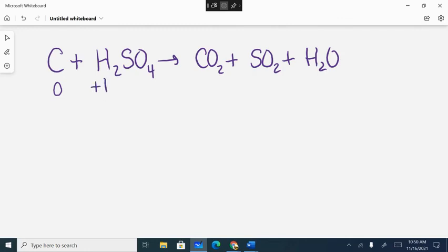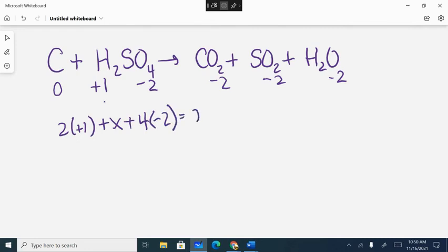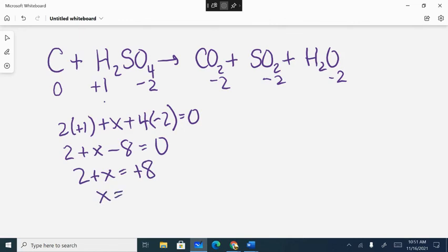Plus 1. Oxygen is going to be minus 2, minus 2, minus 2, minus 2. Not by himself, he's in a compound in each one of these cases, so we know his charge is going to be minus 2. Now let's figure out what sulfur is. So I've got two hydrogens that are plus 1. I've got one sulfur, I'll call X. I've got four oxygens that are minus 2. It is a compound, so I'm going to set it equal to 0. So X is equal to plus 6. The charge on sulfur is plus 6.